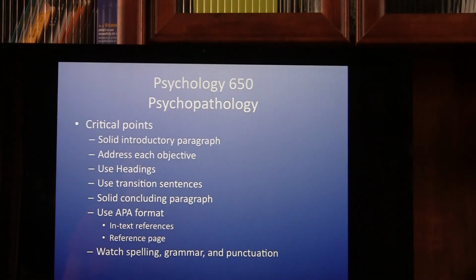That's pretty much the basis of this particular paper. We're going to take a look at one of the disorders, talk about where it comes from, and how to treat it according to a specific model.